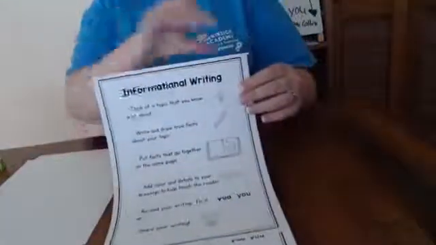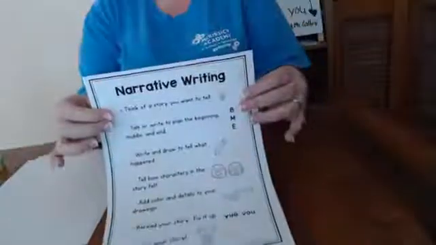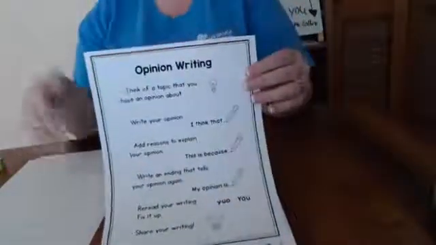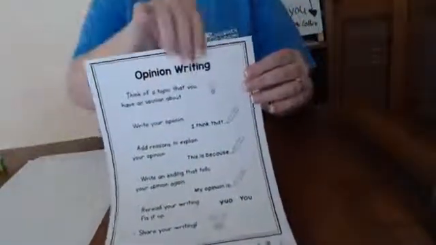You have an informational sheet about informational writing whenever we get ready to do that. You have a sheet about narrative writing, how we're going to write a narrative story, and you also have a sheet on opinion writing. All of this will be kept in your folder on your reading side. I just want you to have kind of a look at it.